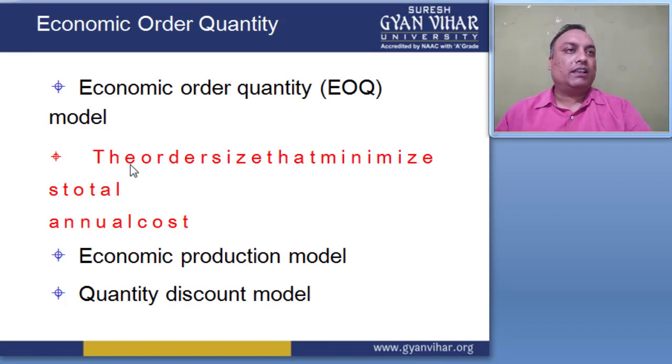Here is the order size that minimizes the total annual cost. The second model is the economic production model, and the third is the quantity discount model. So three models are related to economic order quantity: the EOQ model, the economic production model, and the quantity discount model.